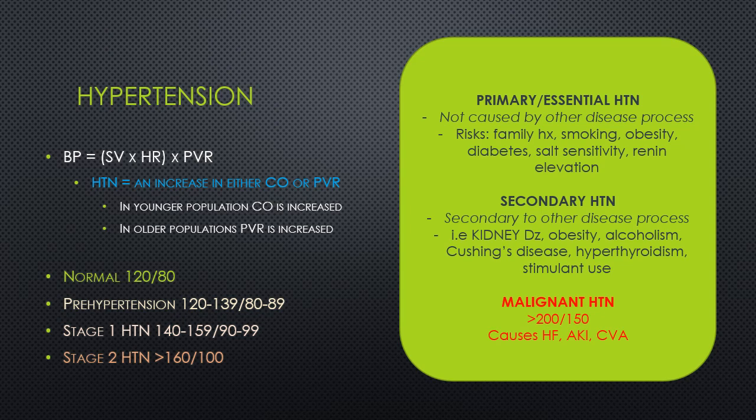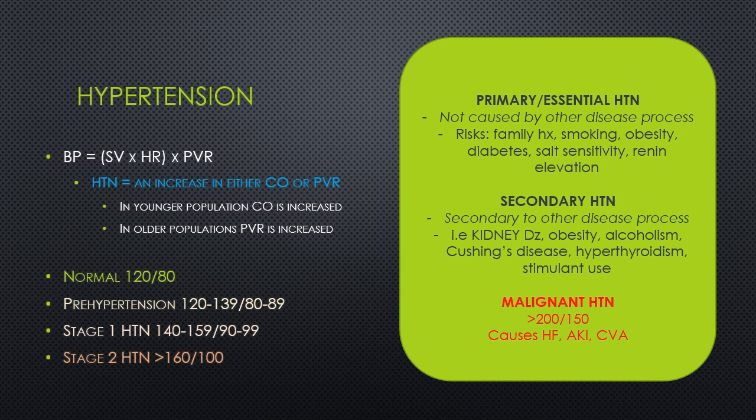Primary hypertension or essential hypertension exists when there's no other underlying disease process that really is causing it, but it is definitely related to other disease processes, and there are risk factors for it. So again, if you have a family history, if you smoke, if you're obese, if you have diabetes, if you have salt sensitivity, because water tends to follow salt, so that leads to an increase in circulating volume, which leads to an increase in cardiac output. And then if you have chronic activation of the RAS system or renin elevation, that will also increase not only your PVR, but also your cardiac output.